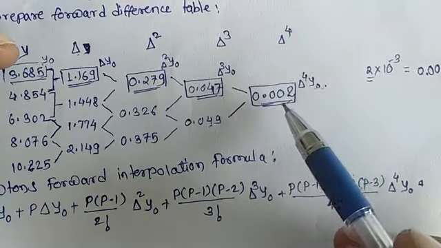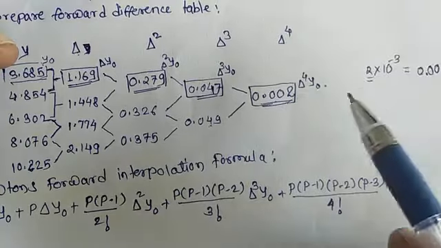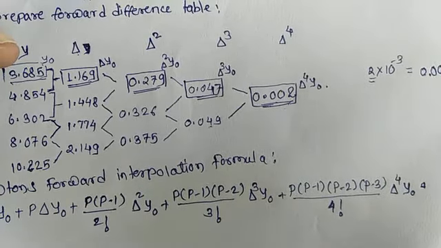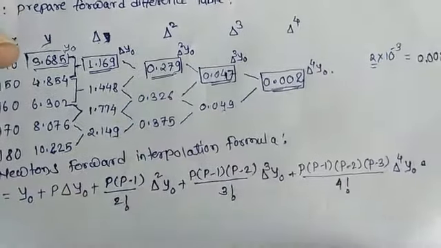Because the difference of a constant, it is a constant value and a single value, so the next differences will be 0. So we have to consider values up to del raised to 4 y0.